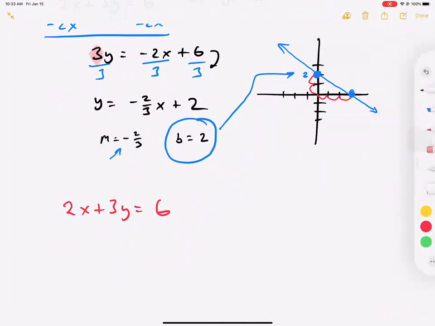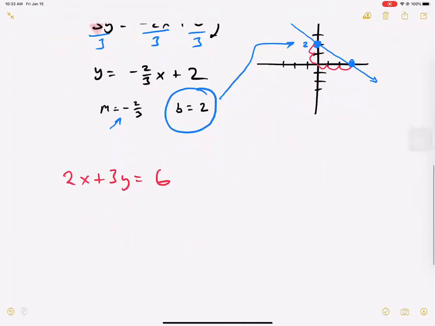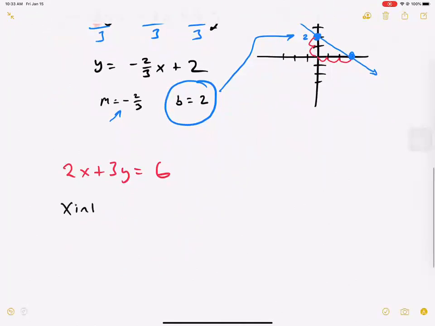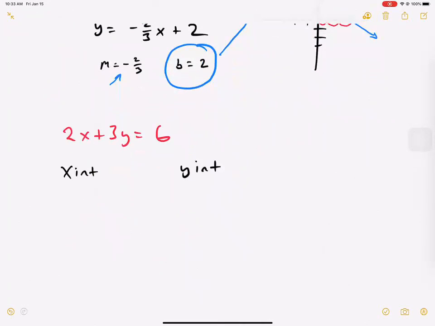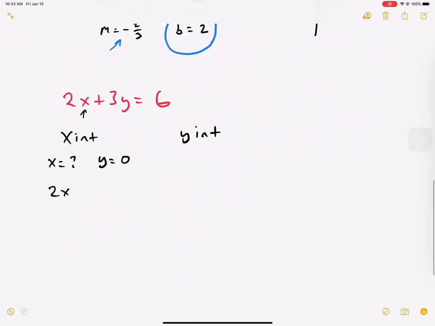Okay, so here's our problem. If you remember solving for x-intercepts and y-intercepts, the goal was, if I want to know what x is, we're going to make y 0. So x is what when y is equal to 0? Let's go ahead and plug that in. 2x plus 3 times 0 is equal to 6 because y is now 0, which is great. 2x equals 6. x is going to be 3 through division.